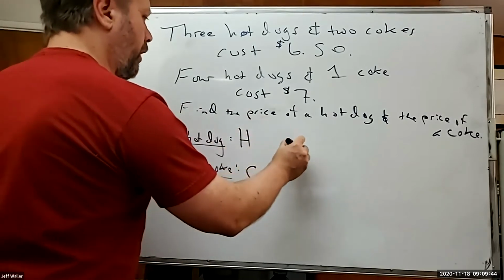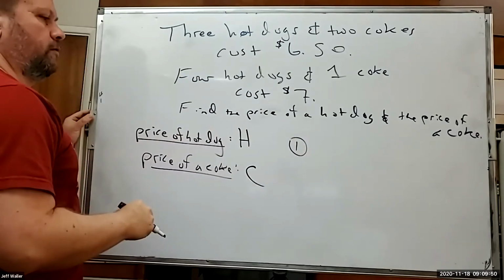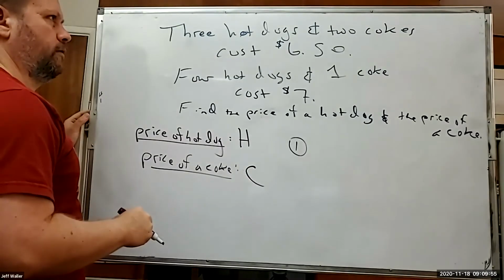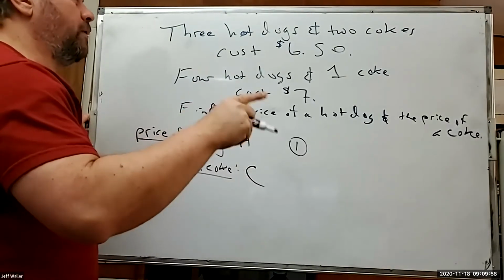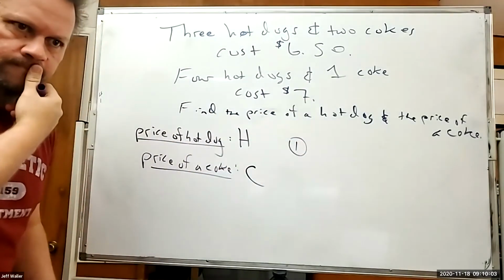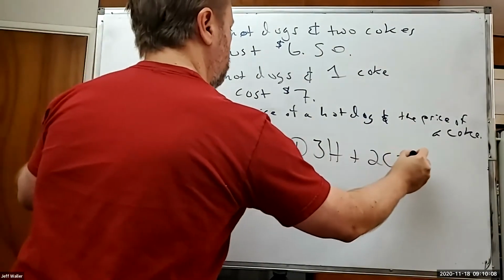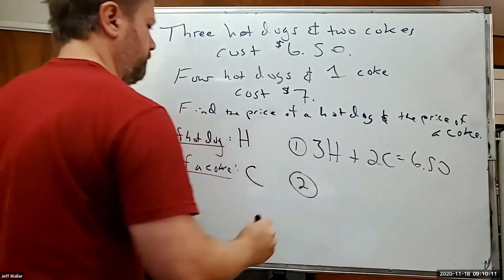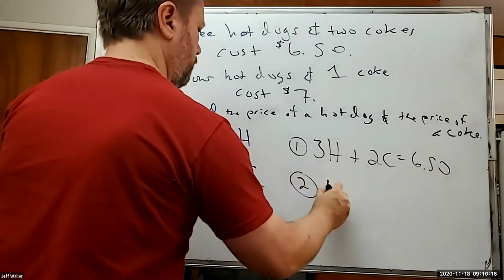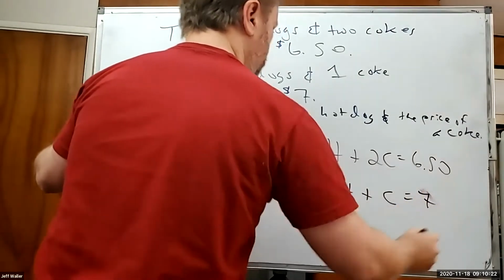So what's one equation I can set up? Look at this first sentence. H plus C equals 6.50. But if you said H plus C, that's one hot dog and one Coke. That's not what it says. 3H plus 2C. There we go. 3 of these plus 2 of these is 6.50. So of course, what's the second equation? 4H plus C. 4 of these plus 1 of these is $7. I don't need to put the bucks.